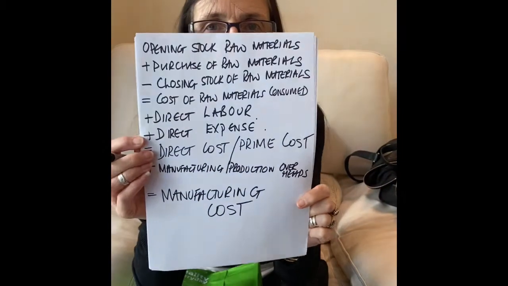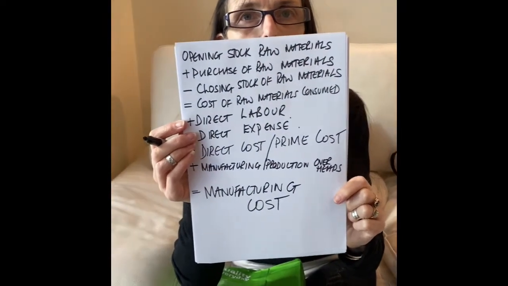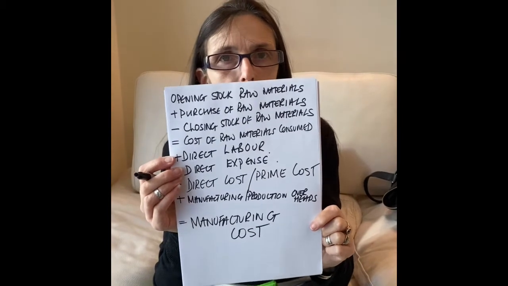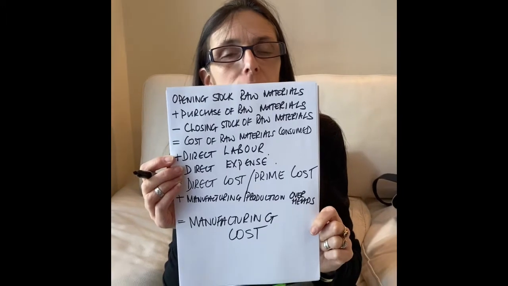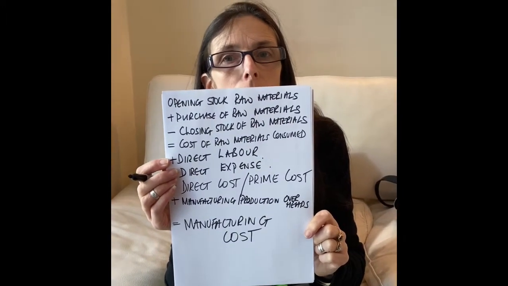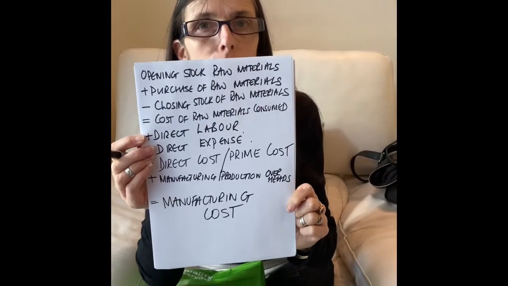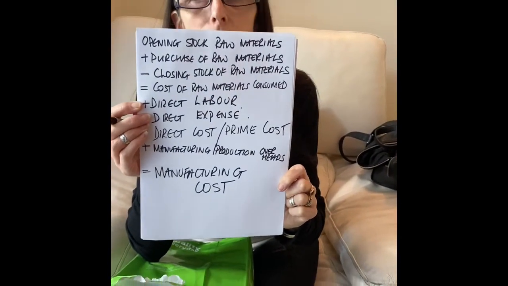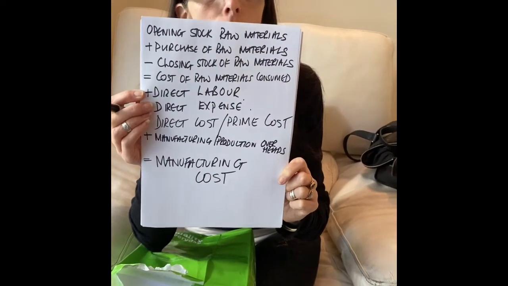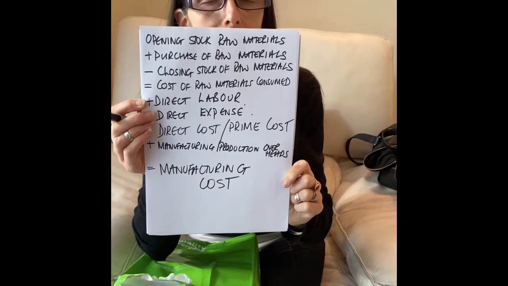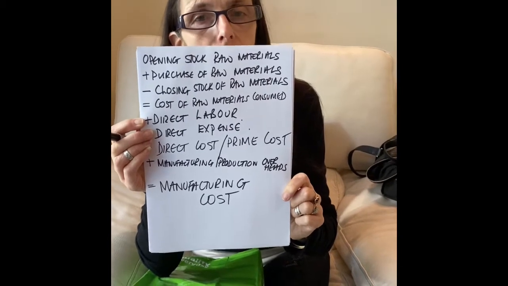So this is the first section of the manufacturing account. Opening stock of raw materials, add purchase of raw materials, less closing stock of raw materials should give you the direct materials that you actually use. On top of your direct materials, you need your direct labour, the person who has to produce the good. And you also need any direct expenses that might relate to that product. All of these direct costs added together will give us the prime cost of production, or the direct cost of production.